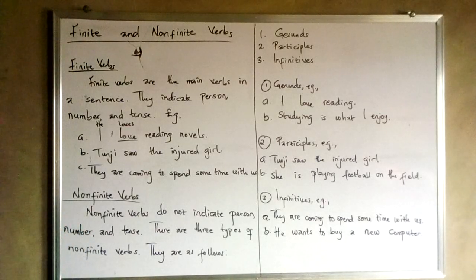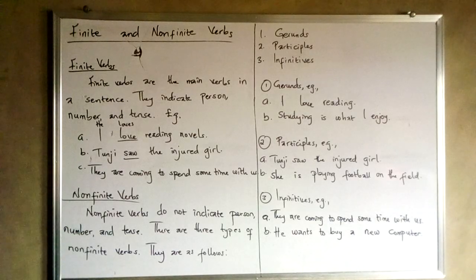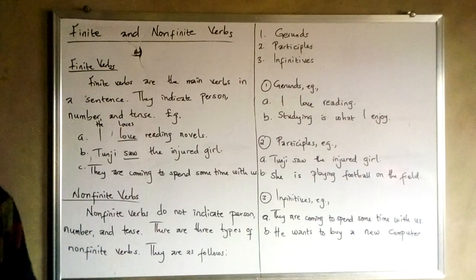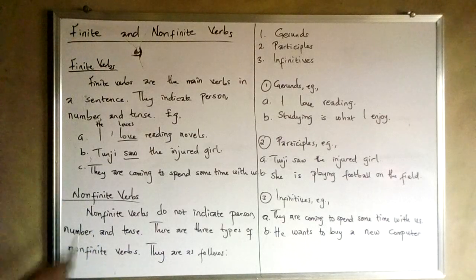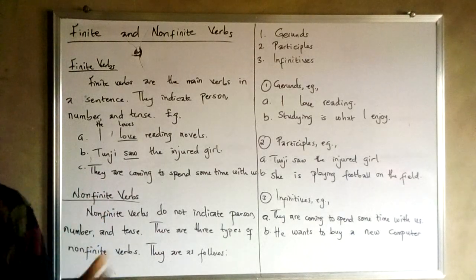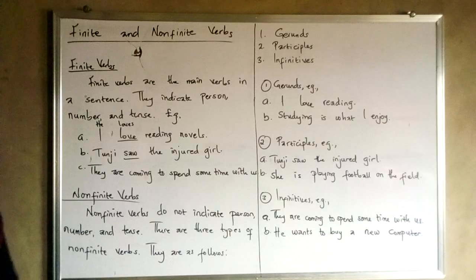The second example, B. Tunji saw the injured girl. The finite verb here is saw. This agrees with the what? With the time an action is performed by the subject. This is the subject and this is the finite verb. So saw here is showing that the action is performed in the past. So it is agreeing with the subject.